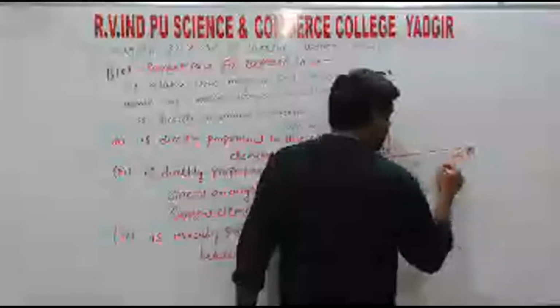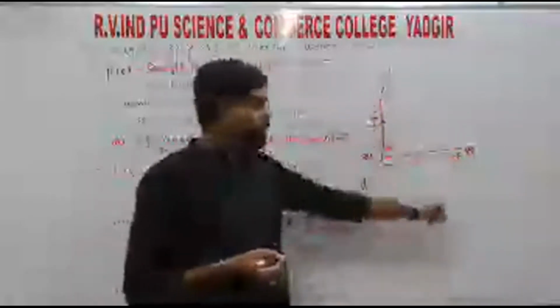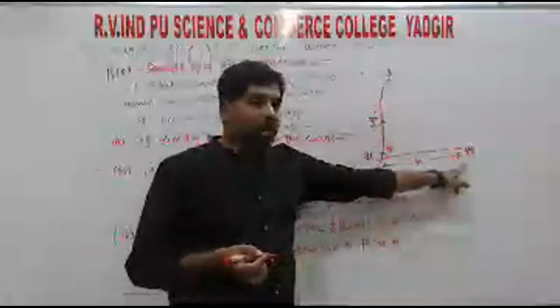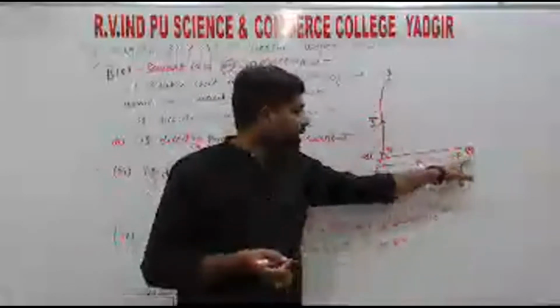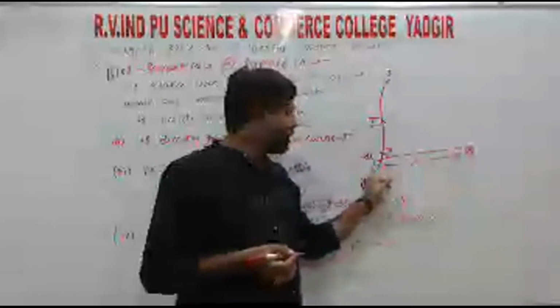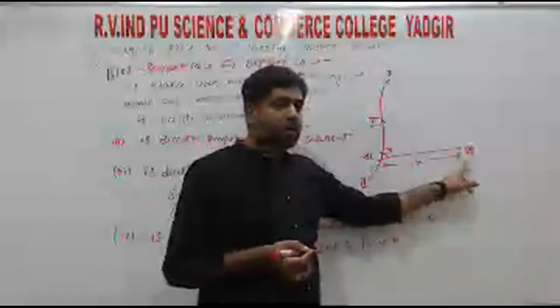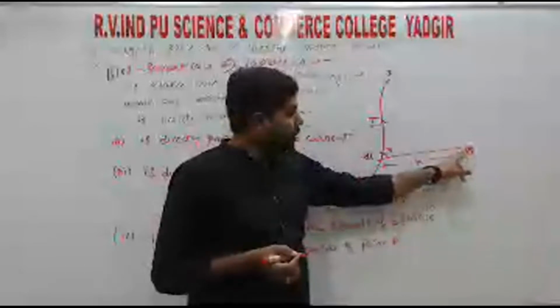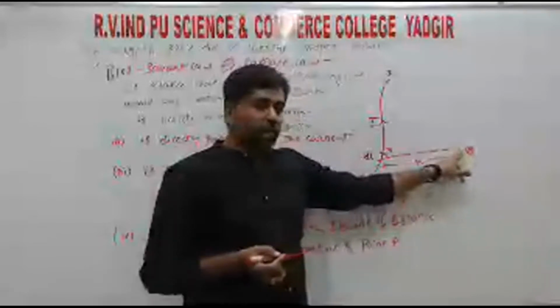So that means if we consider R is the distance between the point P to the current element where we are going to find the magnetic field, right? So the magnetic field at a point P is inversely proportional to the square of the distance between the current element and the point where we are going to find the magnetic field, the point P, right?